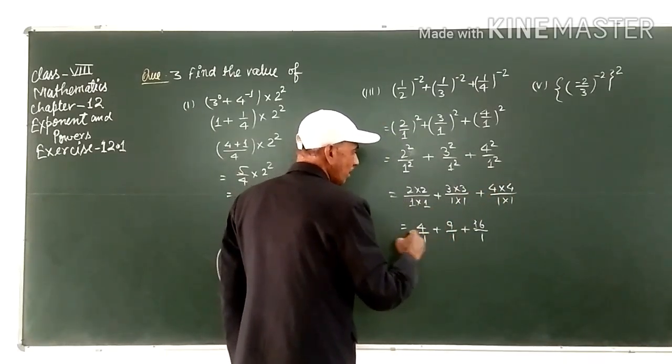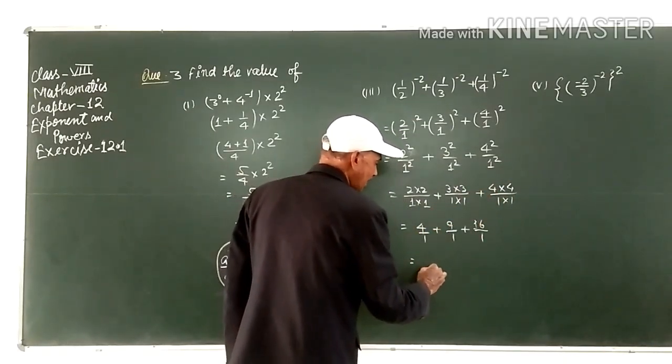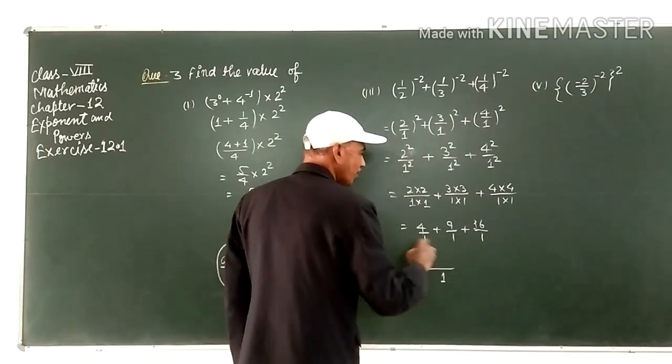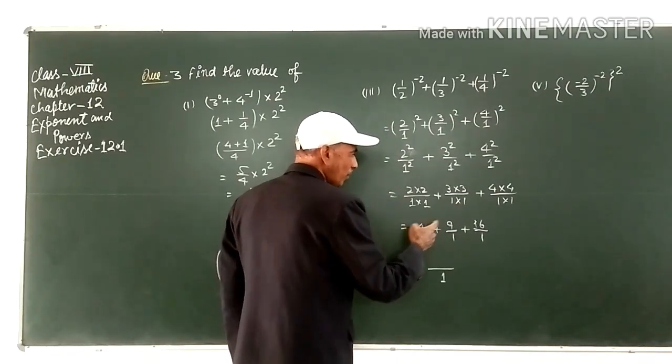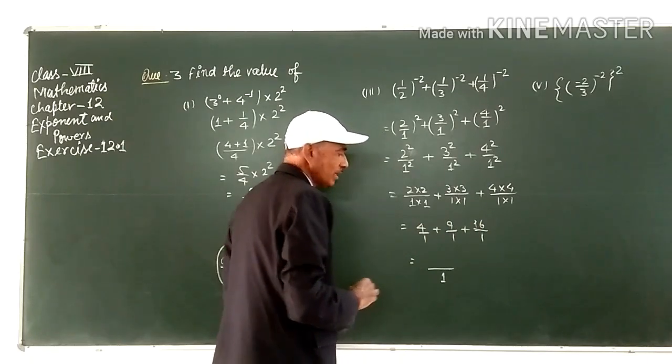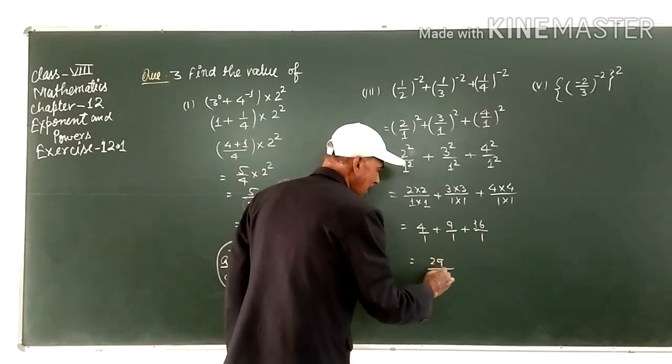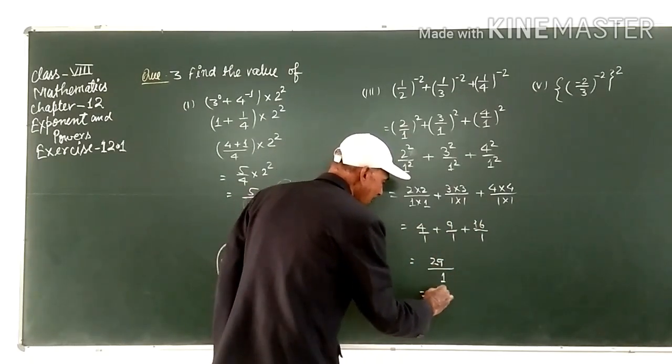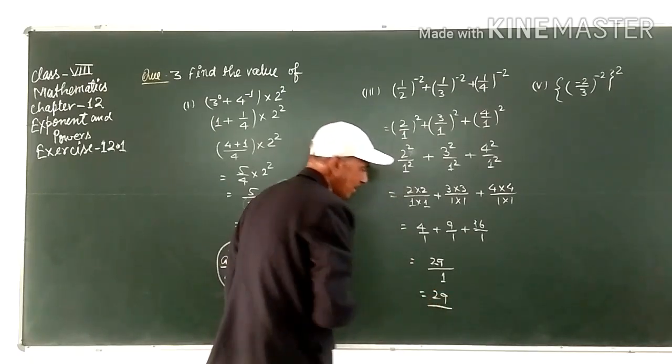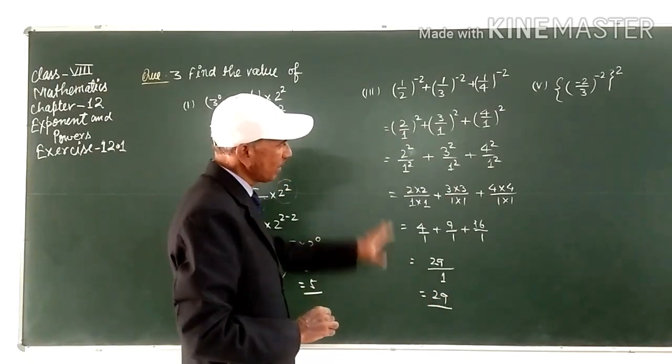So add these numbers, that is 4, 9, 13 and 16, that is 29/1, or we can write it 29. Clear students? This one 29.